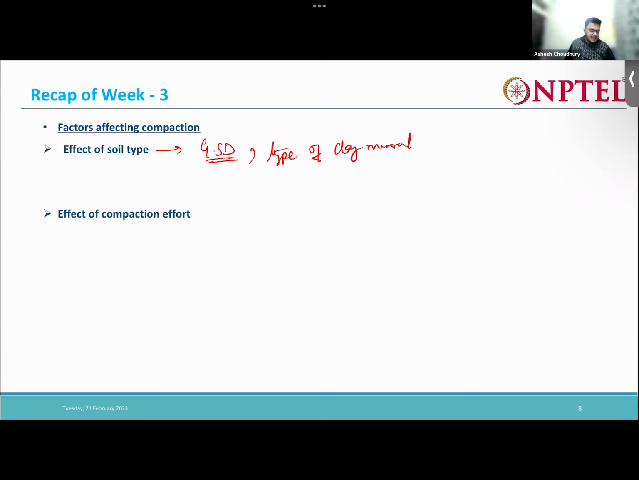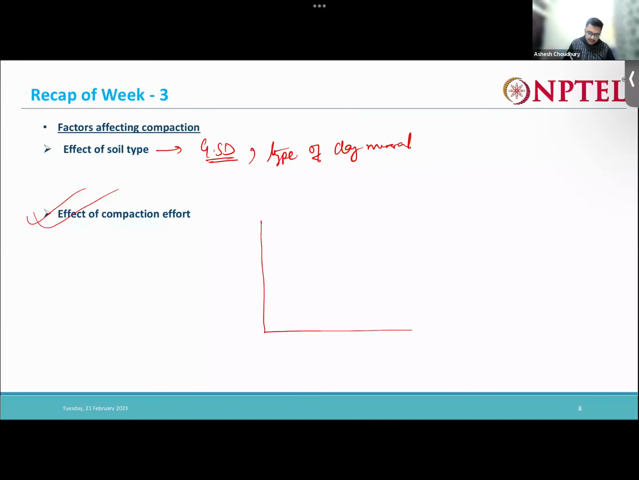Okay, and the second most important thing is the effect of compactive effort. That means how much force, how much mechanical energy you are putting yourself to compact this soil, right? So we need to put some mechanical effort in order to compact the soil. We need to put some external mechanical energy. So how much compactive effort we have to put in order to compact, that will actually determine the degree of compaction.